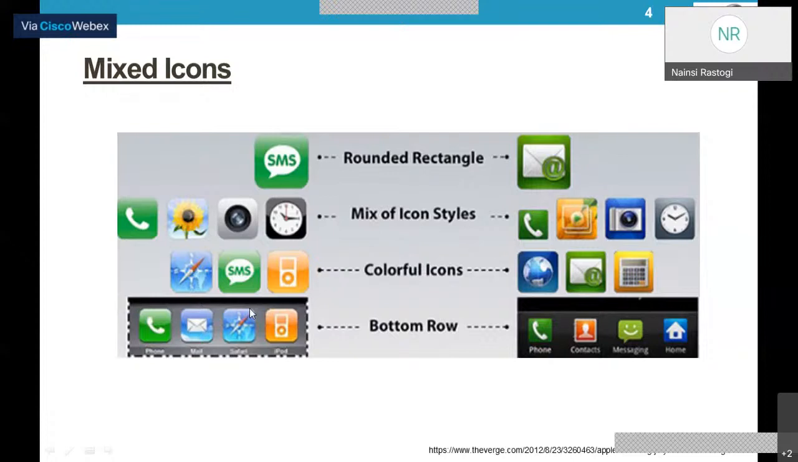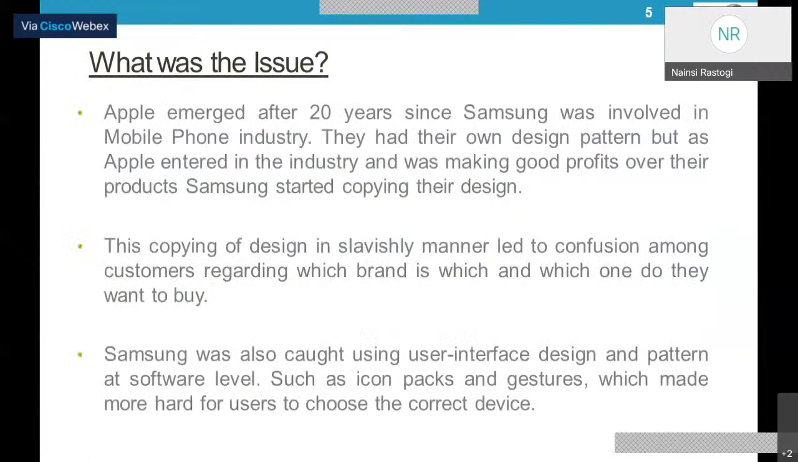This was how the case started. The issue was that Apple emerged after 20 years, while Samsung was already a key company at that time. After Nokia and Motorola, Samsung had started manufacturing phones, but Nokia was leading the market. Then Samsung launched its smartphone, and Apple emerged in 2007 with its own unique design, its own unique software, and interface pattern.